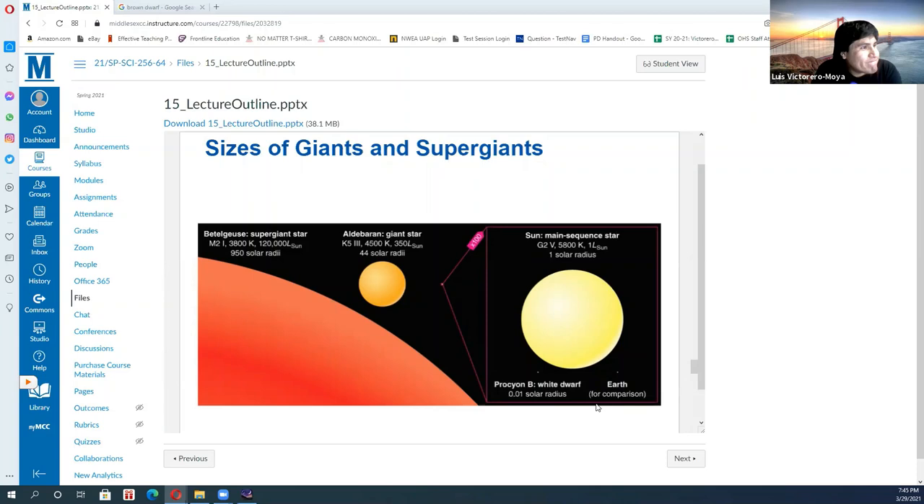But then we go into Aldebaran, a red giant, cooler than the sun, bigger than the sun. Therefore, much more luminous than the sun. 44 times bigger than the sun, so it's not to scale, of course. But then you can go into a supergiant, which is cooler than the giant, but it has 120,000 times the luminosity because it's almost 1,000 times the radius of the sun.